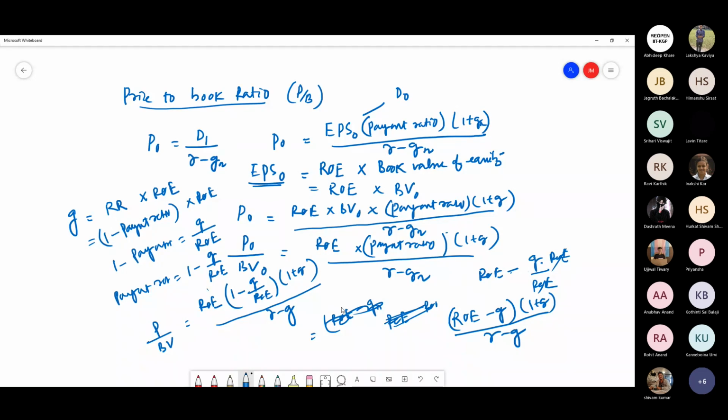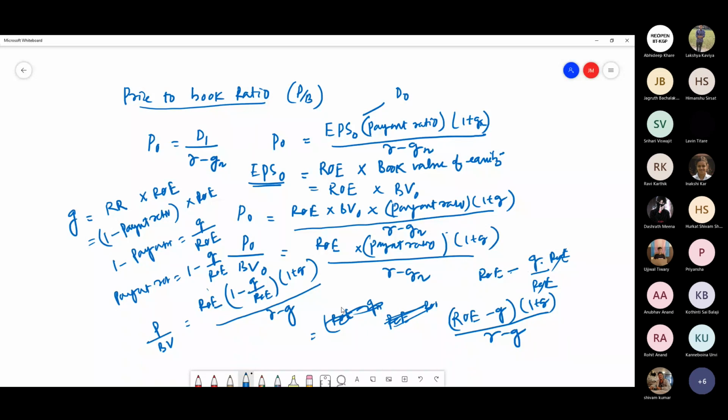So the advantage of this representation of the price to book ratio is that it can be estimated over time for the firms which don't pay dividends. Why are we representing it in this way? We started from the dividend payout ratio, but if some companies are not paying dividends, you are still able to calculate the price to book ratio in this way.